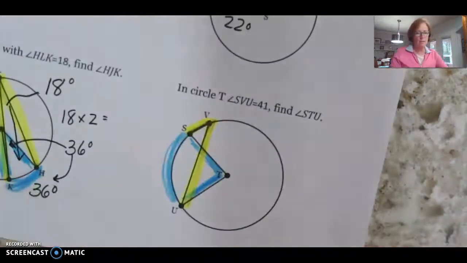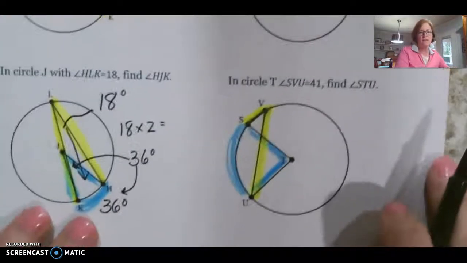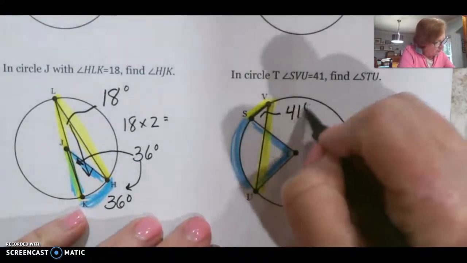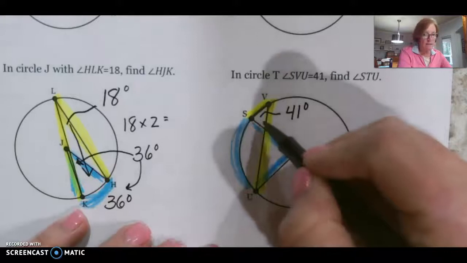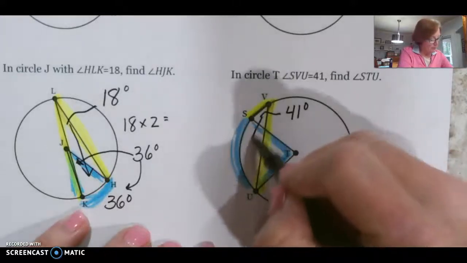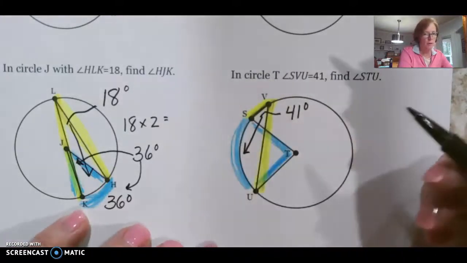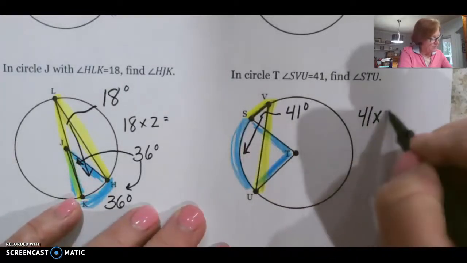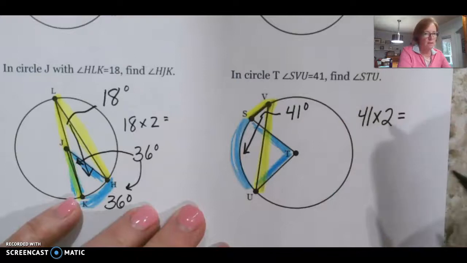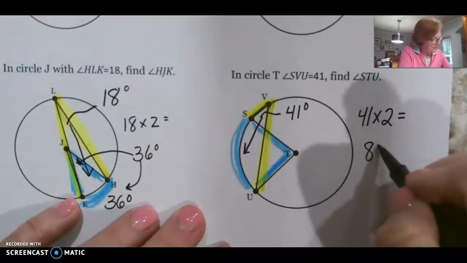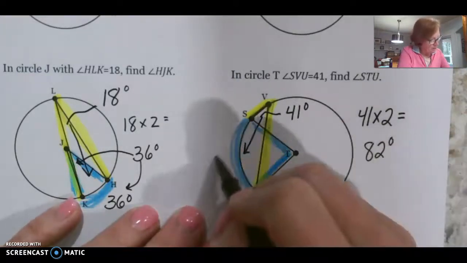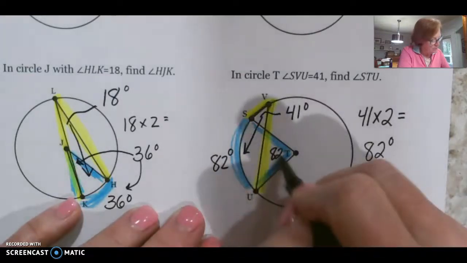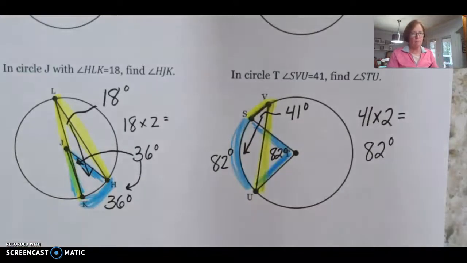And where are the numbers that they've given us? So they have given us, right here is 41 degrees. I'm taking that little yellow angle, I'm going towards the big blue arc. I'm going to take 41 and multiply by 2. My answer is 82 degrees. So the arc is blue at 82 and the angle is blue at 82. All right.